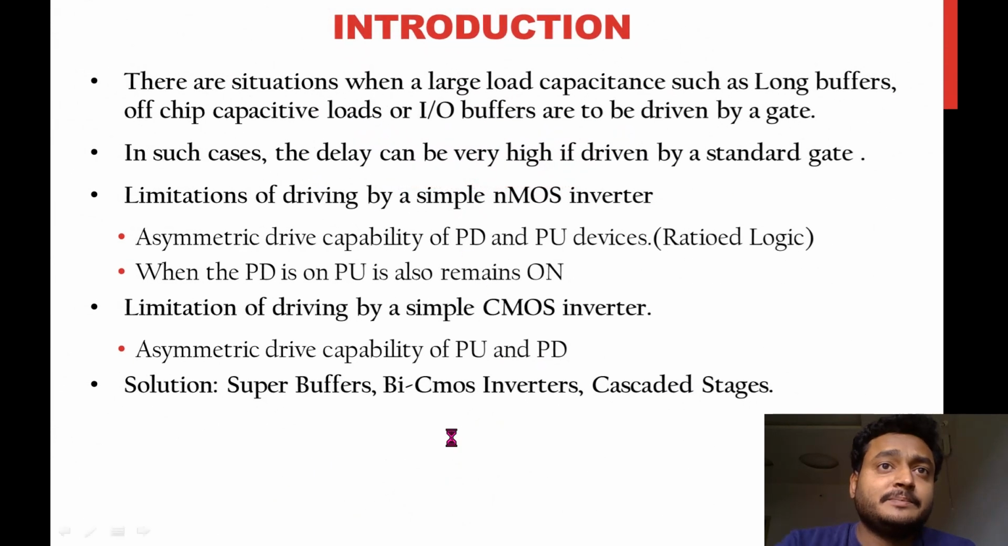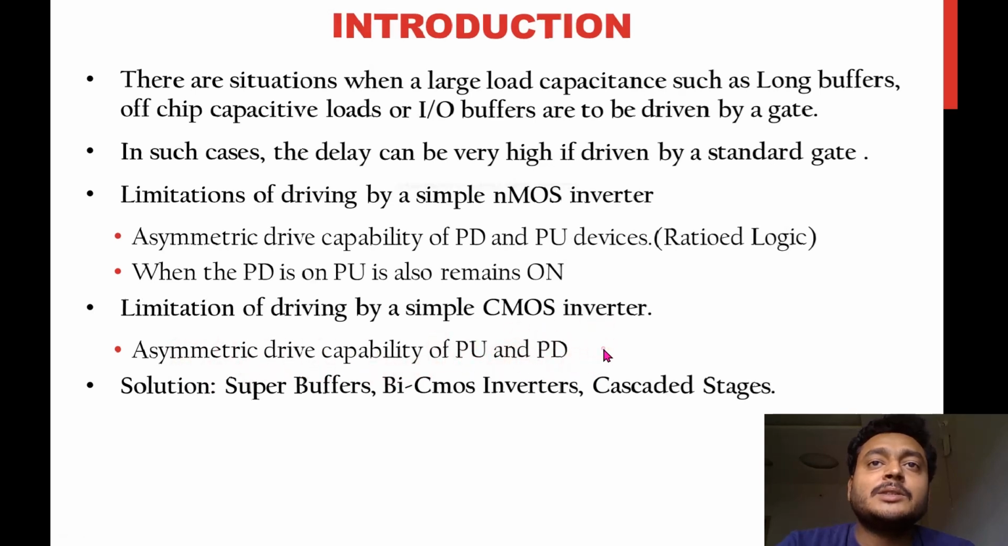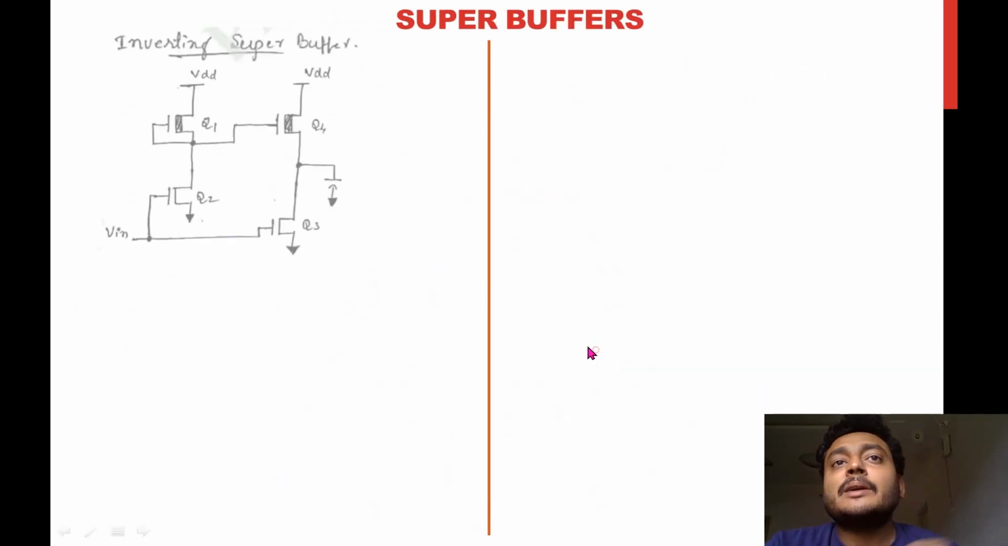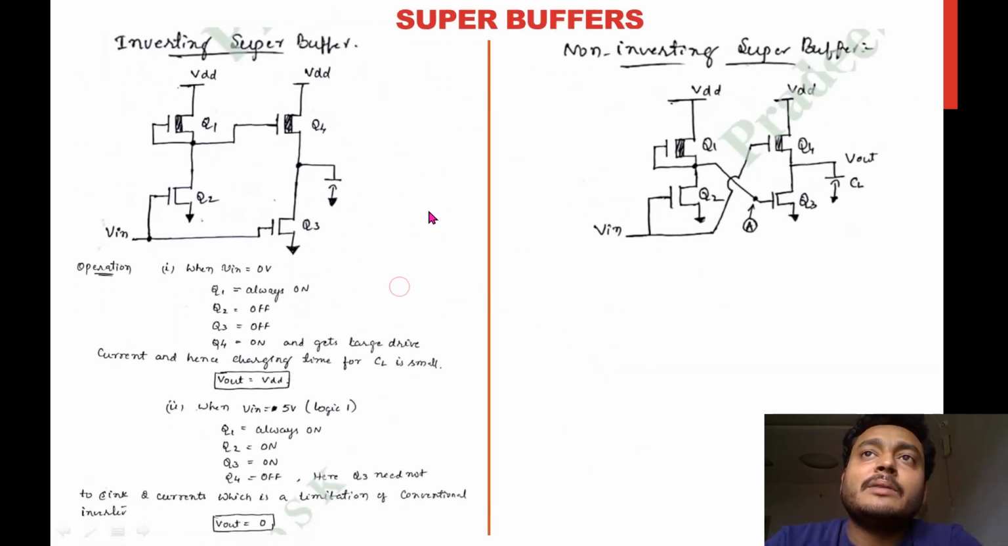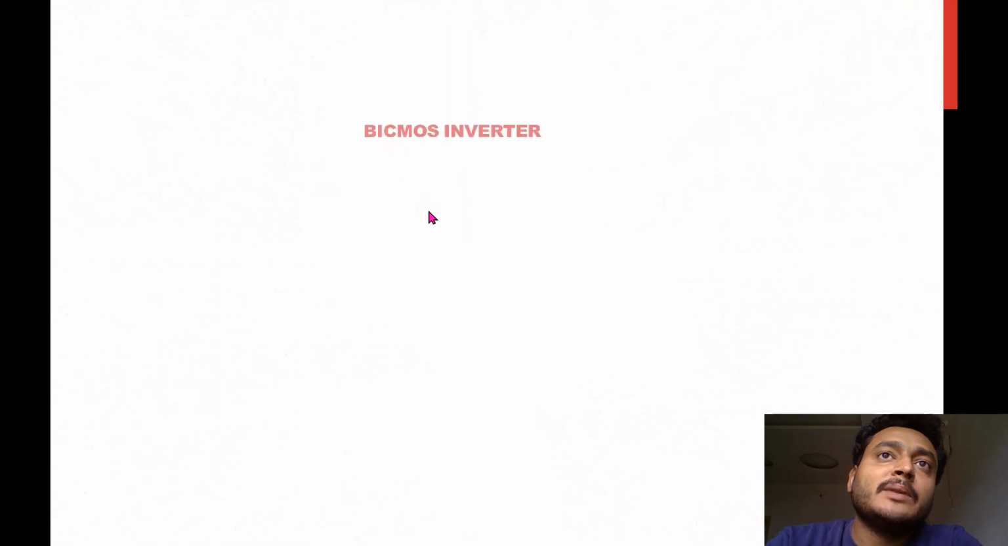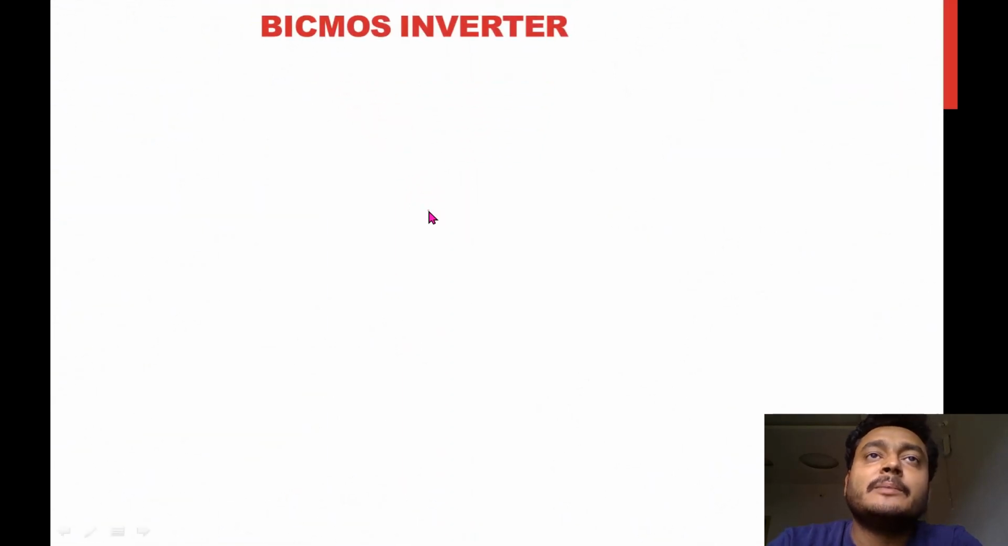I will show you the previous slide, the first slide. When you look at the limitation of the simple CMOS inverter, the reason will be the asymmetric drive capability of pull up and pull down. This is the one thing. Asymmetric means again you have a different ratio. It's the ratio logic again, and that is the asymmetry you're going to get.